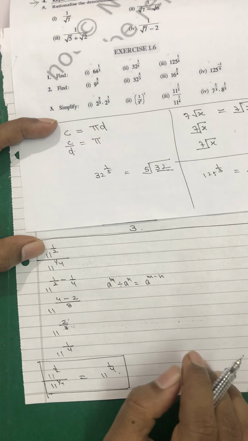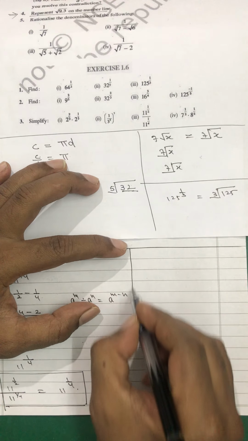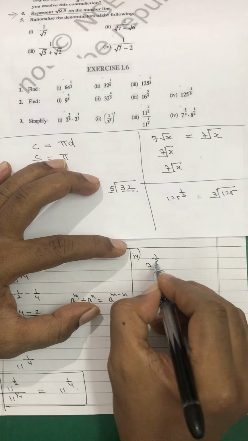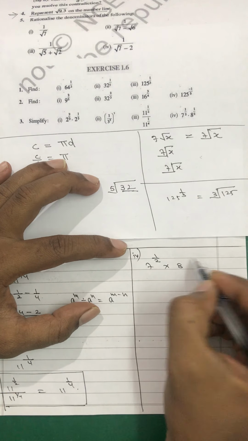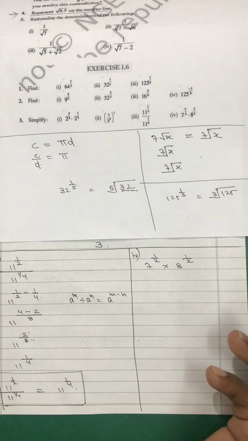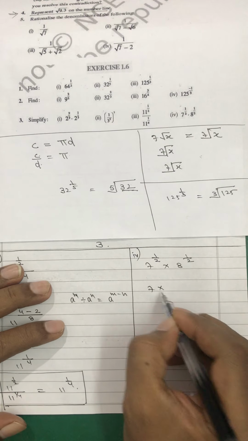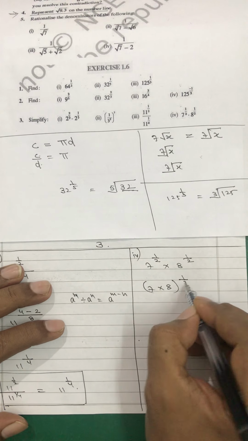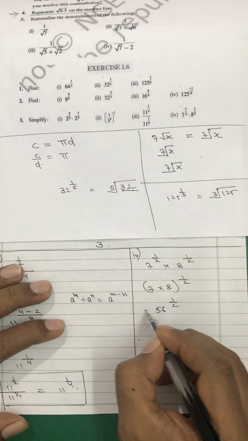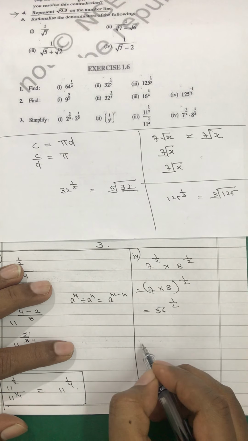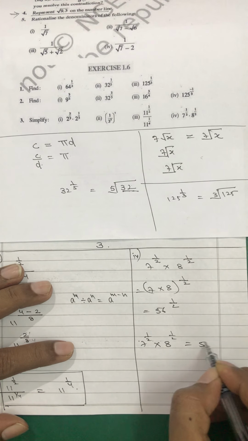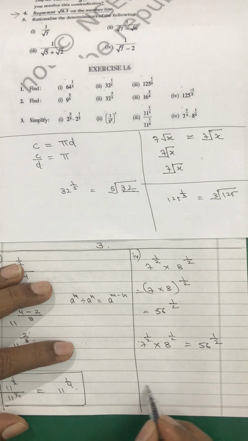Fine, my dear students, and now we will have to go to the last question. Question number 4. 7 raised to the power of half into 8 raised to the power of half. So here actually there is a common power. The common power will go out of the bracket. It will become 7 into 8 raised to the power of half, and now this will become 56 raised to the power of half. So 7 raised to the power of half into 8 raised to the power of half is equal to 56 raised to the power of half.